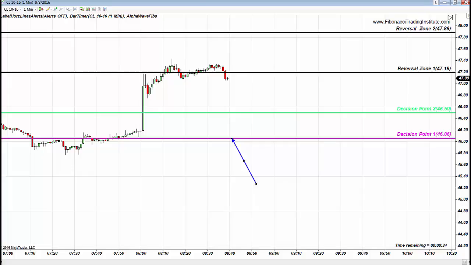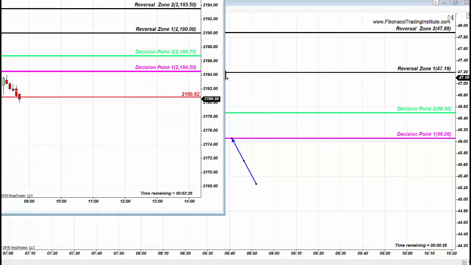And that's the power of price and Fibonacci. And that's the core of the course. And S&P had done exactly what we expected at 2184, not 2184.50, 5 points later.